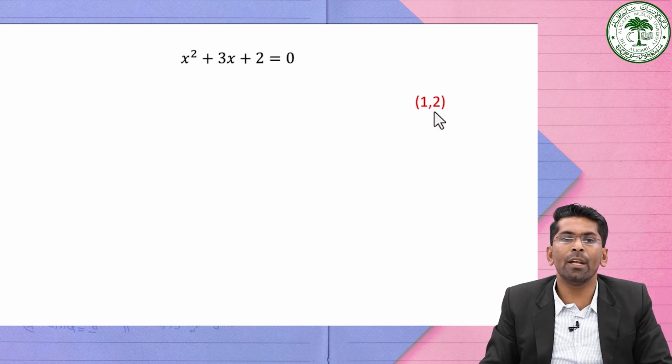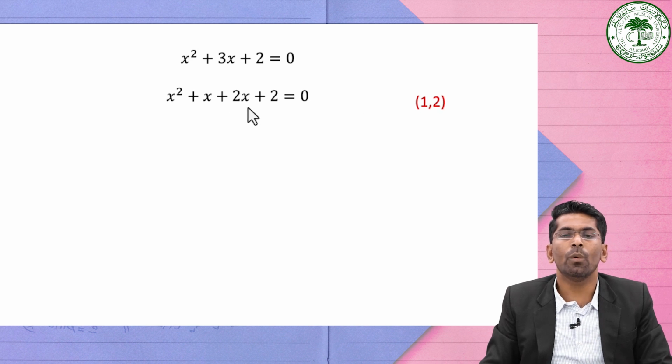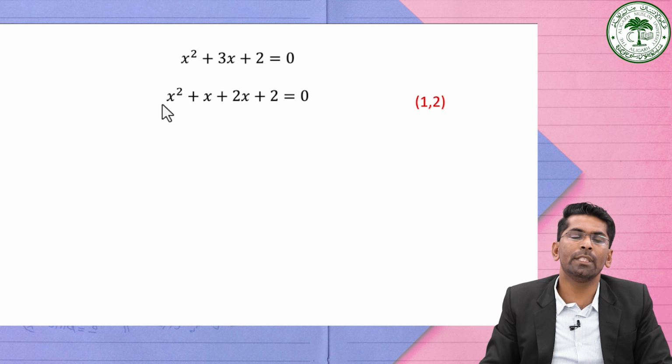Accordingly we can identify the pair of numbers whose product is 2, which is 1 and 2. Of course only 1 and 2 are there. At the same time, if you add these two numbers, you will get 3. So 1 and 2 will be the numbers, and accordingly I am replacing the second term, that is 3x, in terms of 1 and 2. So I can rewrite the term 3x as x plus 2x, because 1 into x is equal to x, plus 2 into x is equal to 2x, so x square plus x plus 2x plus 2 is equal to 0.